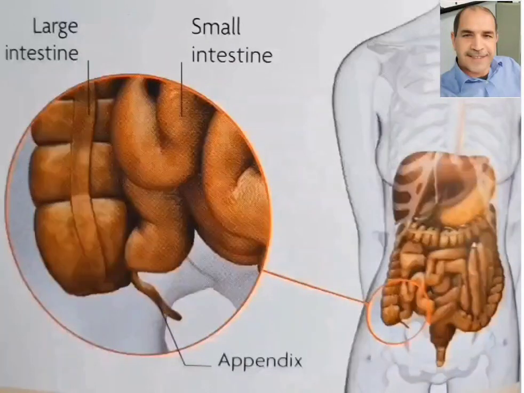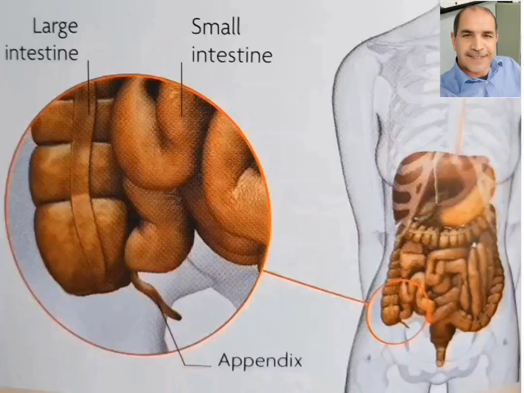Appendicitis can be a tricky diagnosis because its symptoms can mimic many other abdominal conditions. Here's a breakdown of the most common differential diagnoses of appendicitis and how doctors rule them out.